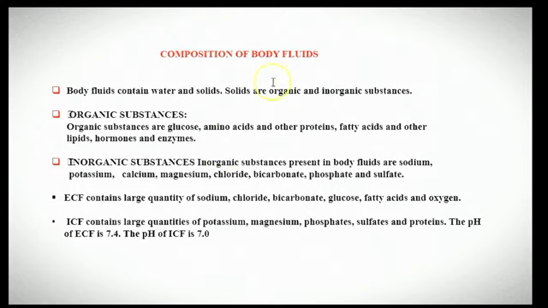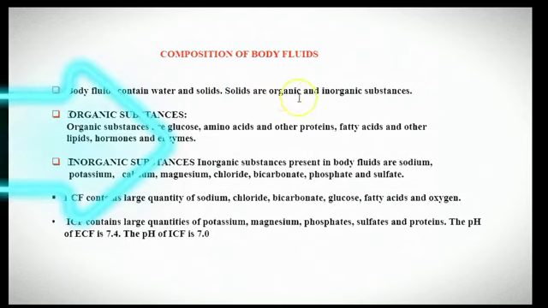The composition of body fluid: I've told you earlier that the human body is made up of what? Water and solid. And we are finished with what? The compartments of water, within the what? Intracellular and extracellular, and then the different subunits. We are finished with that. Now let's look at the solid in the human body. The solid is made up of organic and what? Inorganic substances.